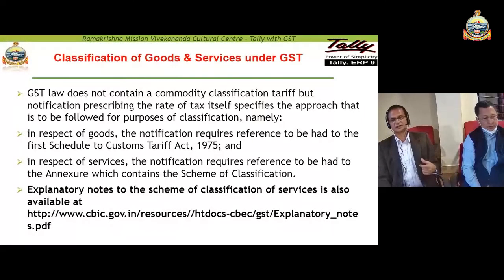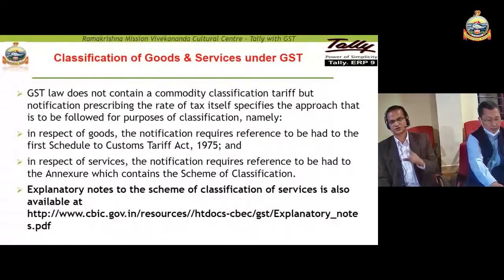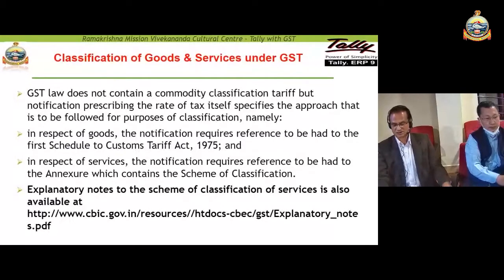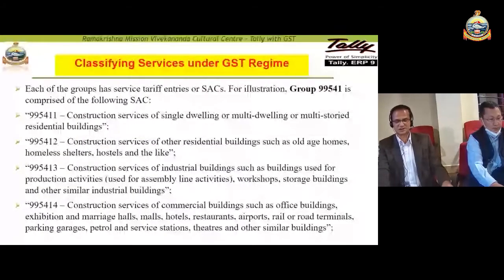In this scheme, the third digit after 99, the first one, refers to section, whereas in goods the next two digits refer to the section or heading. Here it refers to section. The fourth digit refers to heading. The fifth digit refers to group, and with the sixth digit, the subclassification, the classification of SAC gets completed. And you see, the sixth digit is very important.